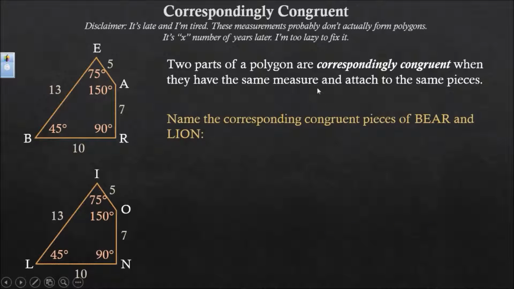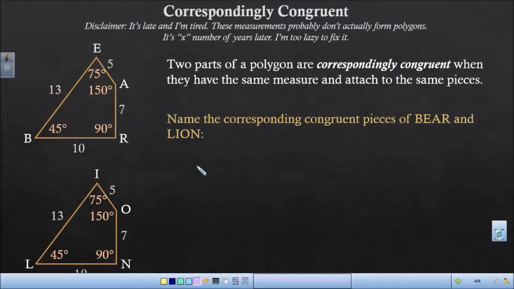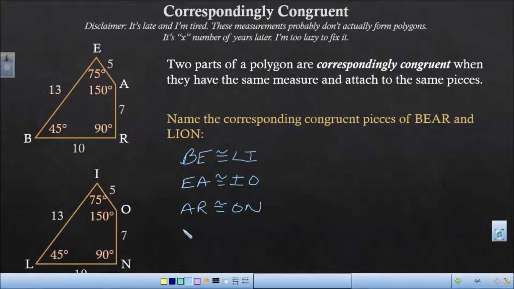All right, we say that parts are correspondingly congruent when they have the same measure. So all I have to do is look at these sides and write them down, and that's writing down correspondingly congruent. So for example, BE has length 13, so it is congruent to LI, because LI has length 13. EA is congruent to IO, because both have length 5. AR is congruent to ON, because they both have length 7. And BR is congruent to LN, because they both have length 10.